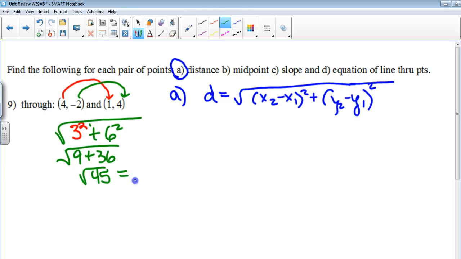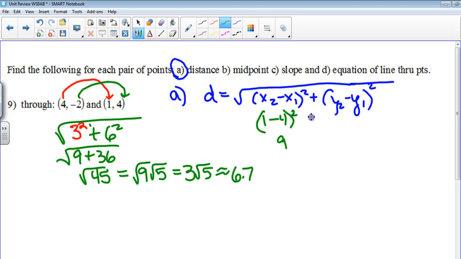And I would probably take the square root of 45. It is 3 square roots of 5, 6.7 if you wanted to do a decimal. If you did it this way, you would have had 1 minus 4, which when you squared it should have still been 9. And this one was 4 minus -2, which when you squared it should have still been 36. So same answer. Everybody good?